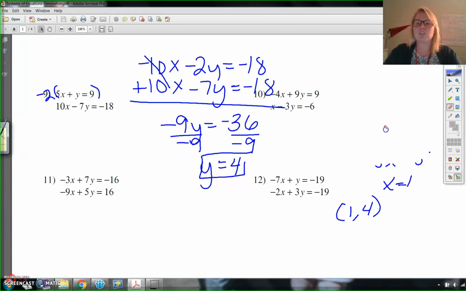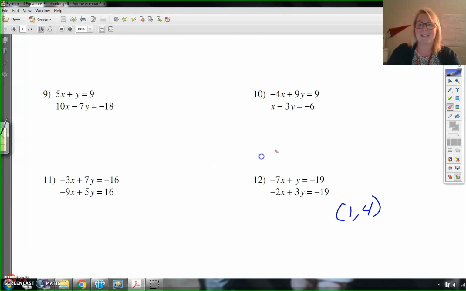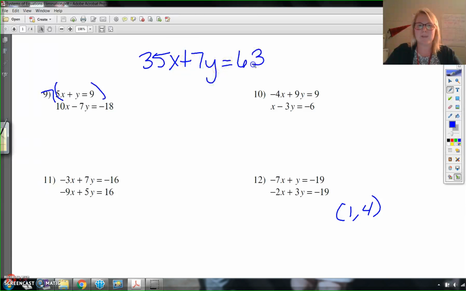Okay? So let's try, what if we decided to eliminate our y's instead of our x's first? So, I have a y and a negative 7y. So what can I do to eliminate? Well, I can multiply this top one by a positive 7, because 7y minus 7y would be 0. So 7 times 5 is 35x plus 7y equals 9 times 7 is 63. I bring down my other equation.